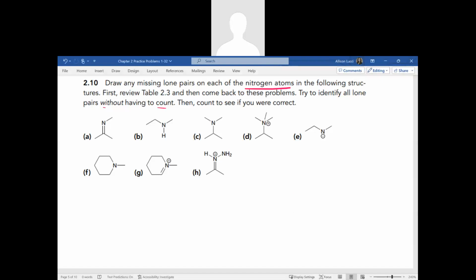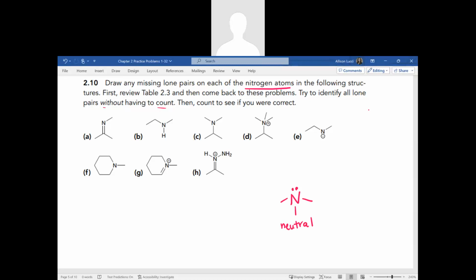So let's take a look at how nitrogen likes to be neutral. It tends to have 3 bonds, it's trivalent, and it has a lone pair. So this is how we find neutral nitrogen. So let's take a look at these compounds, and if they do not have a formal charge, we should expect to see 3 bonding pairs, and then we would fill in 1 lone pair.